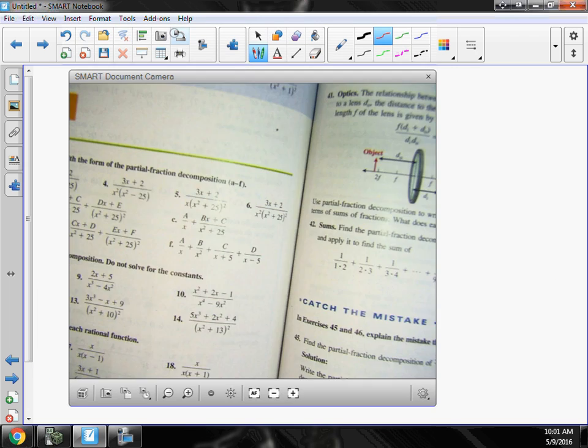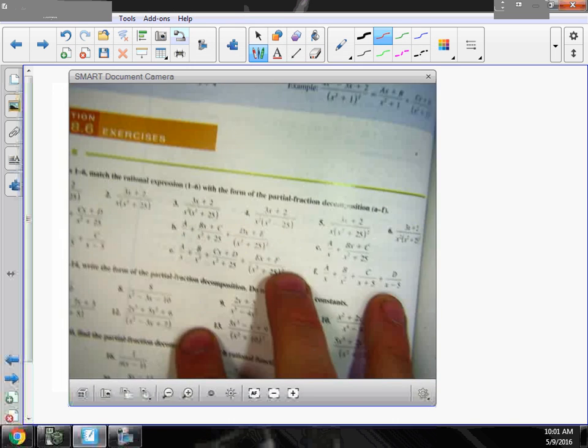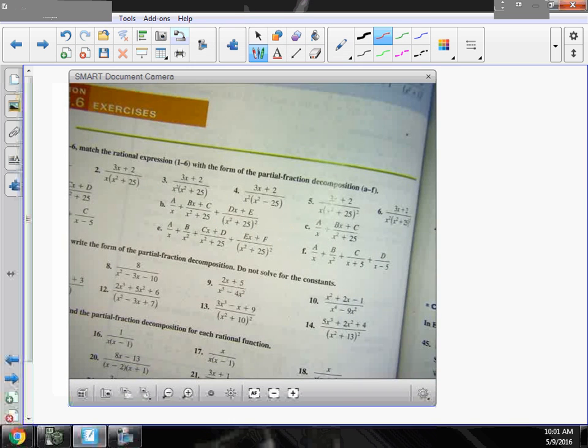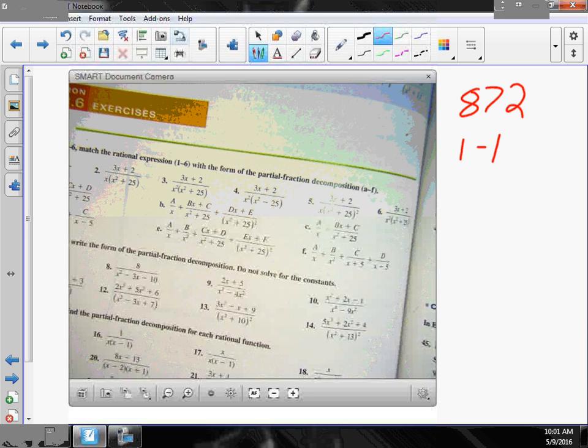All right, so look on page 872. The first set is really easy. You have 6 fractions, and you need to match it with its appropriate partial fraction decomposition. So it's just a matching game. That's pretty easy. And this is, sorry, let me write this up. 872, it's 1 through 14 all.